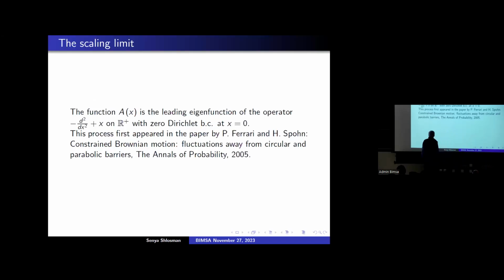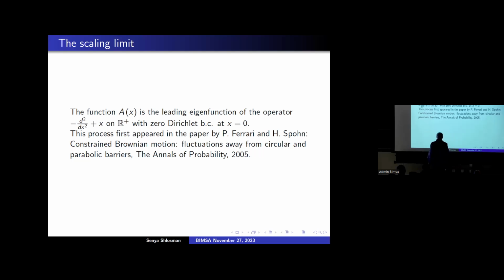Okay, and the Airy function is here. You take this second order operator, minus second derivative plus x. That's a differential operator of second order, and you put zero Dirichlet boundary condition at the origin, and then we look for eigenfunctions. This shifted Airy function is the leading eigenfunction. This is what governs this random thing.